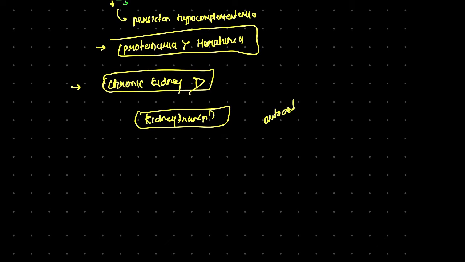This autoantibody will again go and attack the new kidney, and if there is attack on the new kidney again, there will be the condition of recurrence. So these have a high recurrence rate, right? There is a high recurrence condition here.